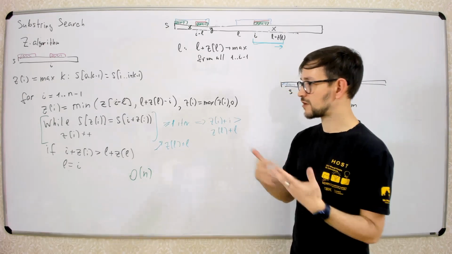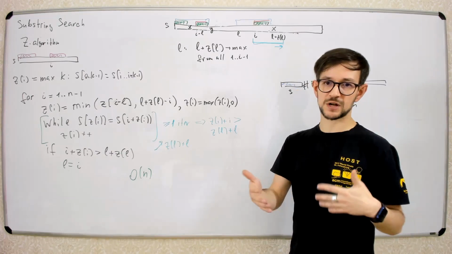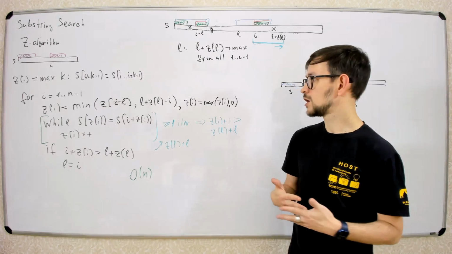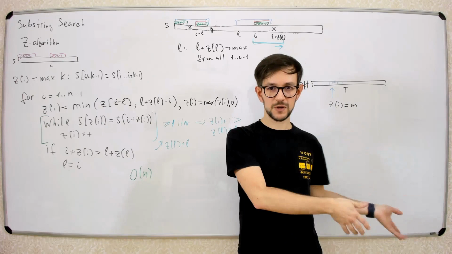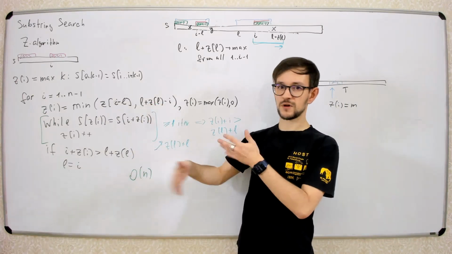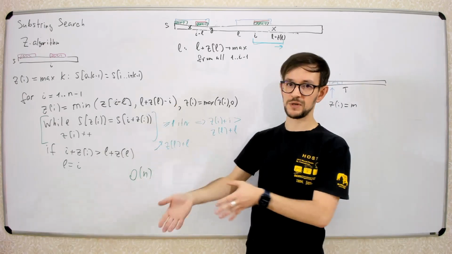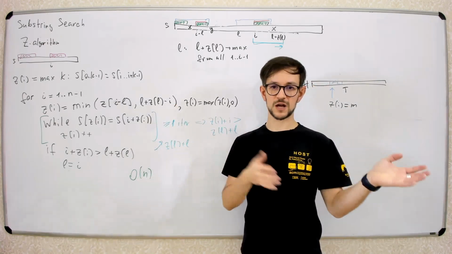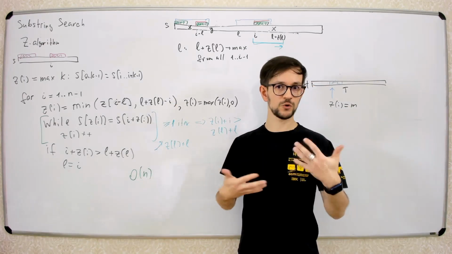These two arrays can be actually easily transformed from one to the other. So if you have array P from the KMP algorithm, you can build array Z from that, and vice versa. If you have this array Z, you can build array P, and so on. So it's kind of the same array, just we view it from different sides.